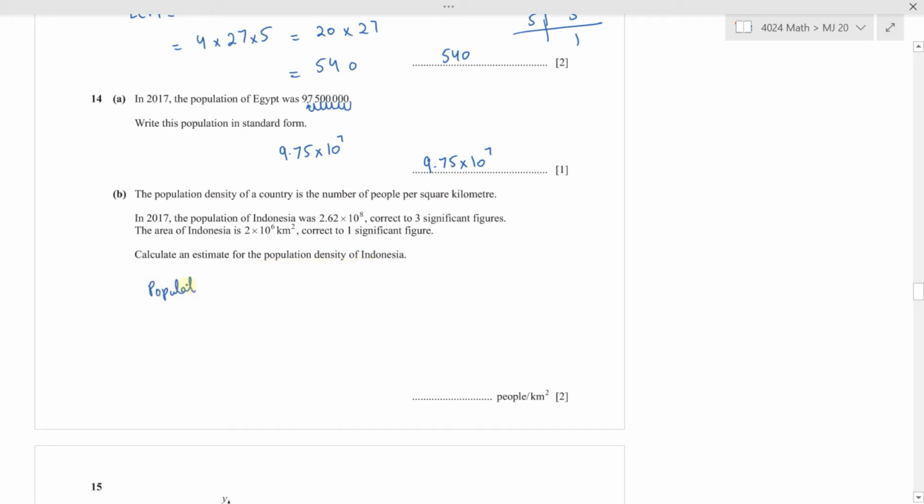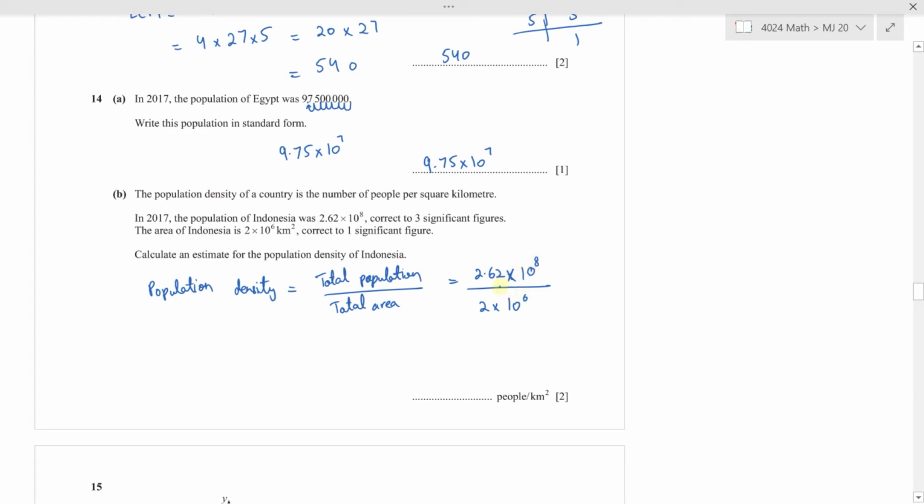So your population density will equal the total population of the country of Indonesia divided by the total area. So total population is 2.62 times 10 power 8, and then your total area is 2 times 10 power 6. So this is 10 power 8 here.